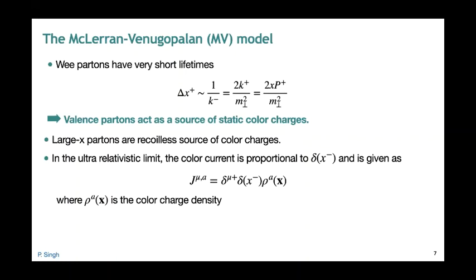So this is the lifetime calculated in the light cone. Then you have to boost back to mid rapidity. If you talk about the lab frame, people look at the lifetime of the wee parton: are they long-lived or short-lived? They will be short-lived. The wee partons are always short-lived compared to the valence partons. So when I say short lifetime, it is with respect to the lifetime of the valence partons. Valence partons are long-lived in the frame of reference of the wee partons.